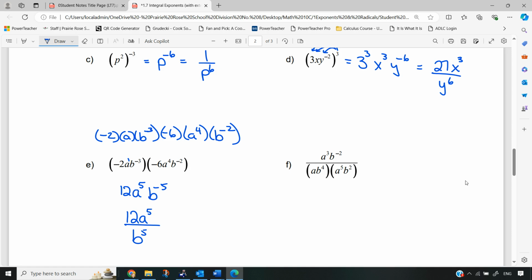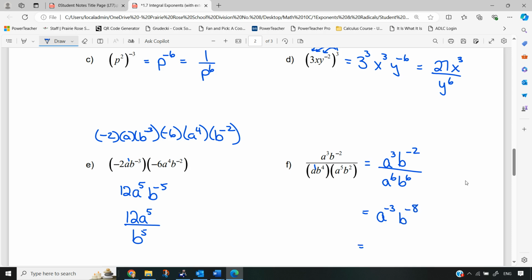For f, we're going to simplify first and then worry about the negatives at the end. So we have a cubed, b to the negative 2, nothing needs to change there. In the denominator, we have a to the 1 times a to the 5th, which is a to the 6th, and b to the 4th times b squared is b to the 6th. Now we have a cubed over a to the 6th, so that's going to be a to the negative 3. We have b to the negative 2 over b to the 6th, so negative 2 minus 6 is negative 8.